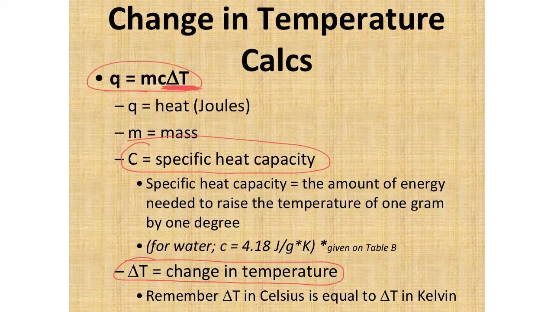Specific heat capacity gives us an idea of how easily or difficult it is to heat something up. So, specific heat capacity is the amount of energy needed to raise the temperature of 1 gram of the sample by 1 degree. So water has a value of 4.18 joules per gram Kelvin. So what that means is if we heat up 1 gram of water and raise the temperature by 1 degree, it takes 4.18 joules of energy. Since we're going to be talking about changes in temperature, remember a change in Celsius is actually equal to that in Kelvin. So if the temperature goes up by 20 Celsius, it also would go up by 20 in Kelvin.